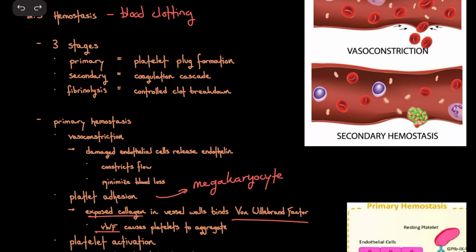The body knows because whenever we get a damaged blood vessel cell, it releases a compound called endothelin. That lets us know, hey, we got damage down here. Start closing the loop. All right, so that's step one, constrict.